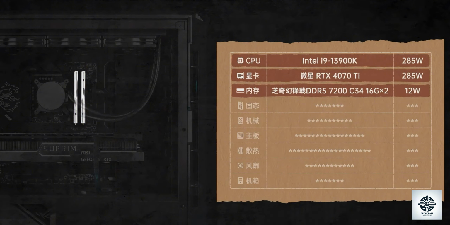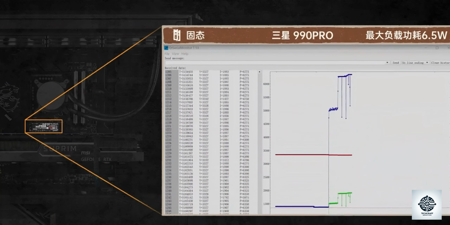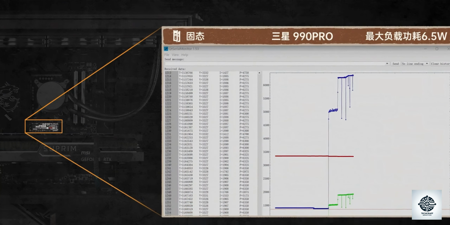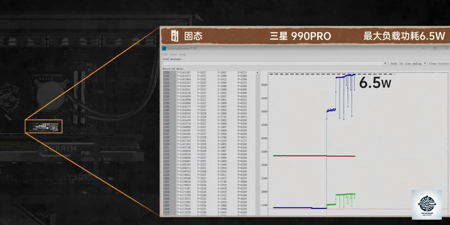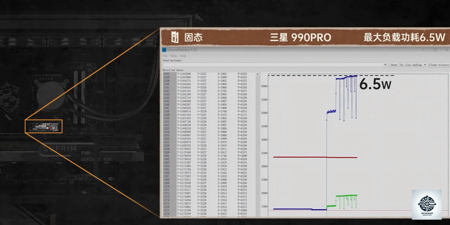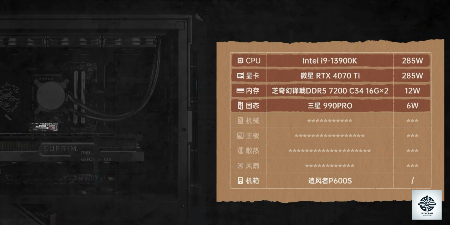Next is the storage. For SSDs like the Samsung 990 Pro, one of the high-end solid-state drives, the maximum power consumption is around 6.5 watts, and it usually fluctuates around 5 watts. We can average this to 6 watts for an SSD.